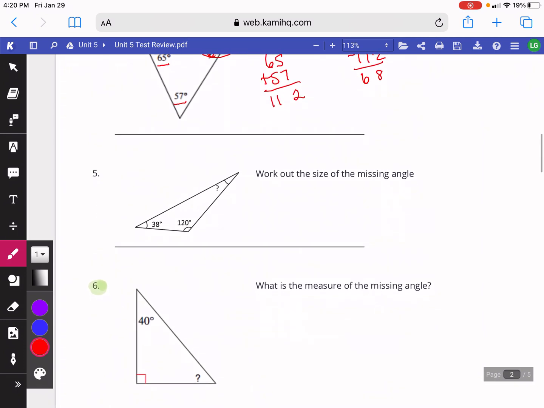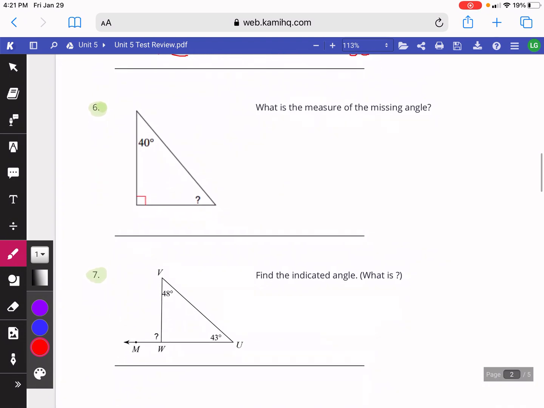So I'm going to do these same steps on our next image. So here I'm going to add 38 and 120. That'll give me 158. And to get the missing angle, I'll subtract 158 from 180. That comes out to 22 degrees.